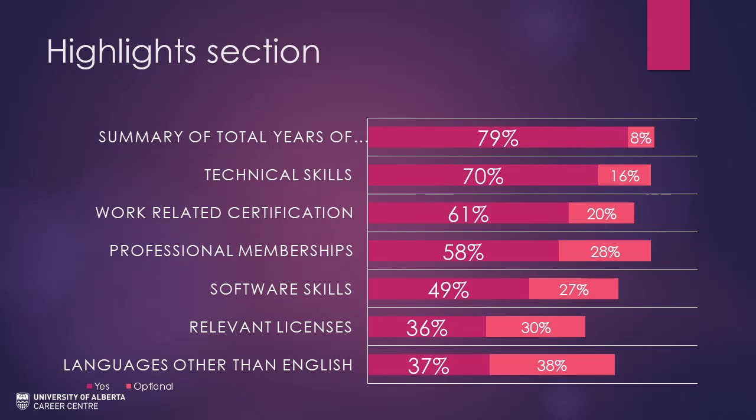The percentages on the slide suggest that this is what type of information employers are looking for in this section. So if you don't have enough content to create a separate section, such as work-related certification, this is where you can put this information on one line in your highlights section. What kind of content can go into a highlights section?